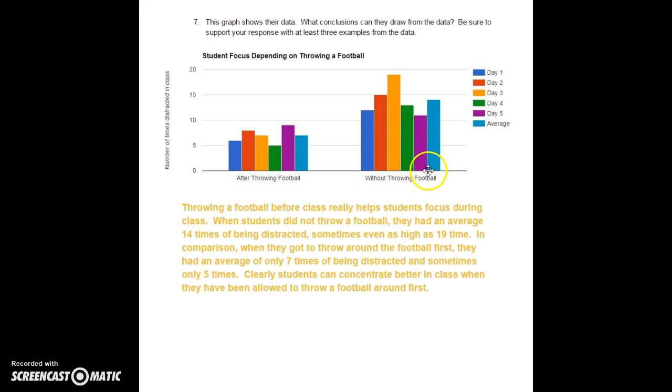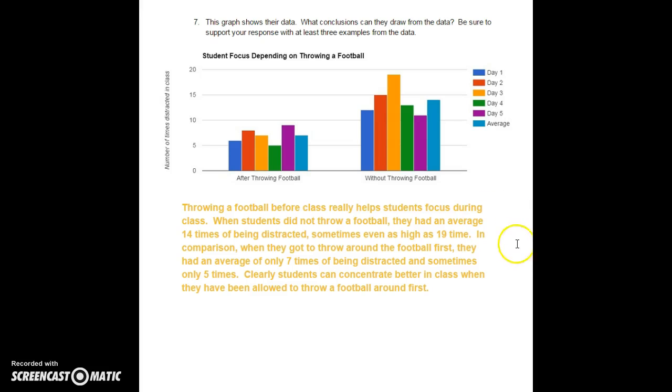When they did not throw the football, they had, now look, here's what I'm doing. I'm using actual numbers from the graph to help me support my statements. You can't just say, oh, it's better to throw it than not throw it. That's not enough. I need numbers. All right? So here's my numbers. They had an average of 14 times of being distracted, even as high as 19 times. So look, I'm using specific examples to really make it obvious.